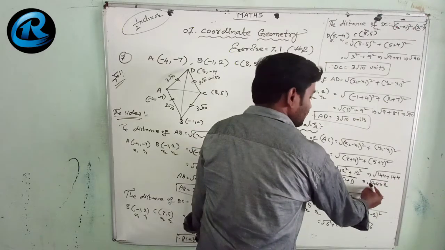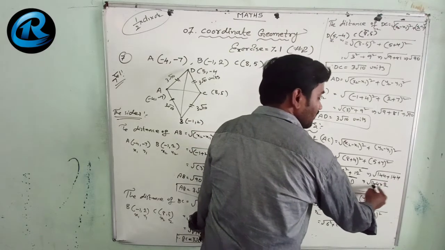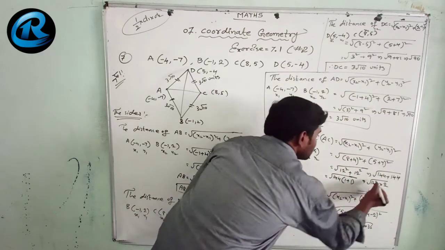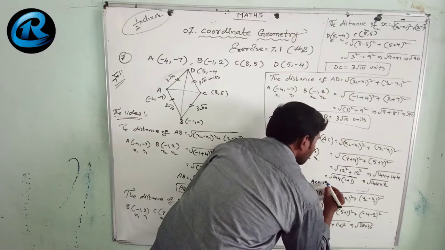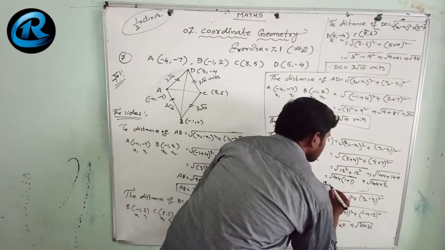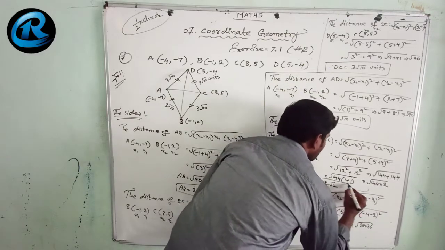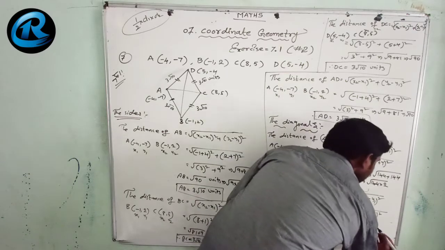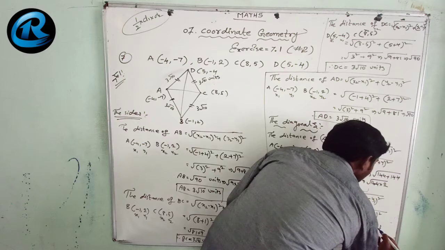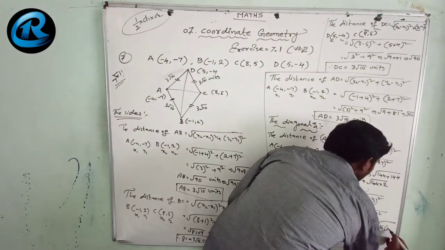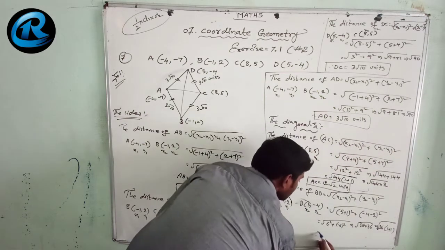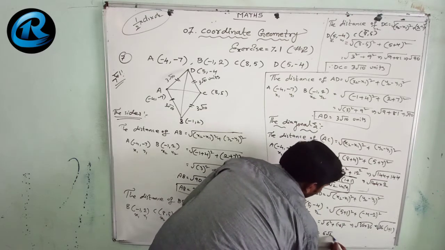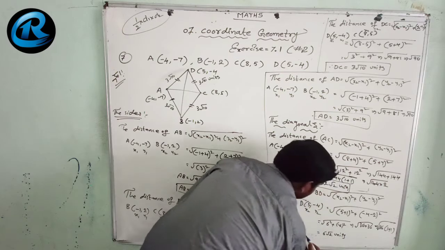So under root of 144 is 12 root 2. So AC equals 12 root 2 units. And here 36 you can take out common, under root of 36, 1 into 1 only. So under root of 36 comes out, it is 6 root 2 units, that is BD.